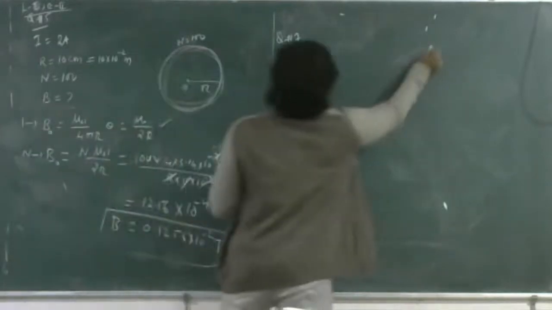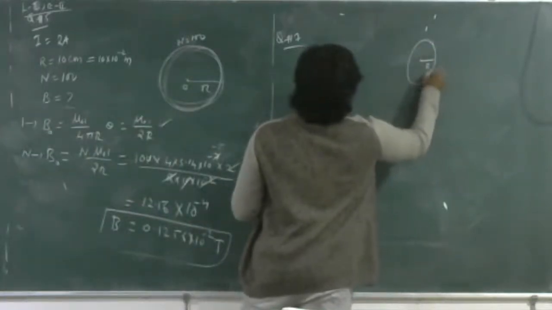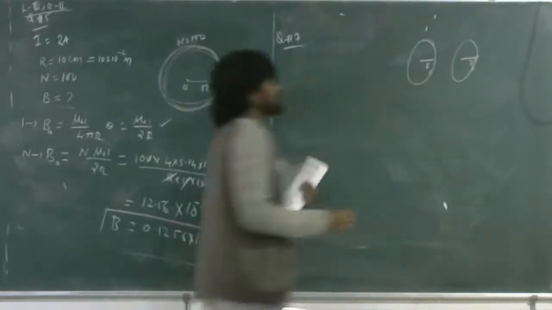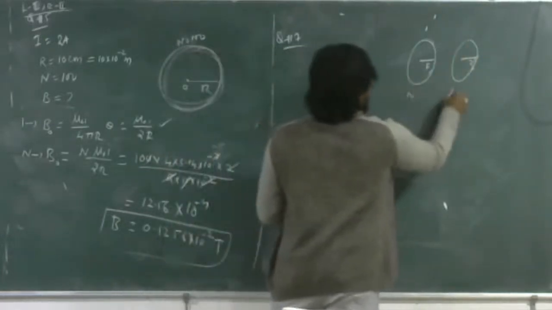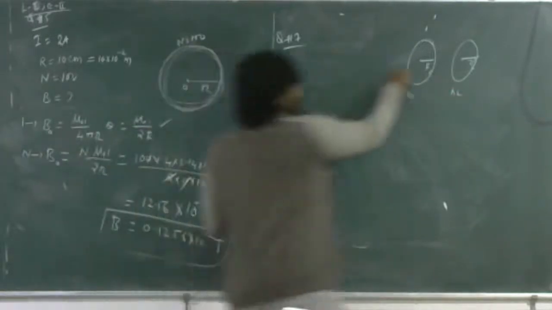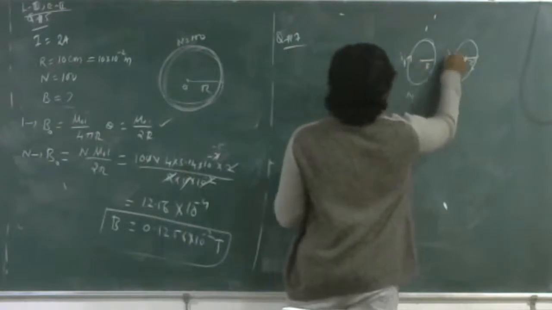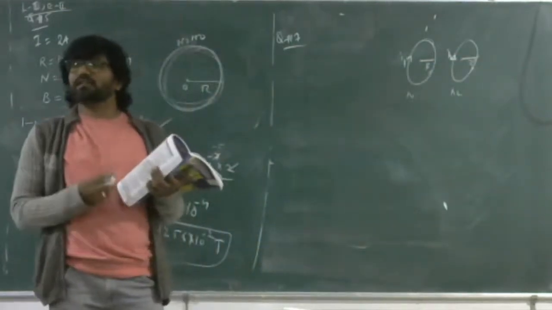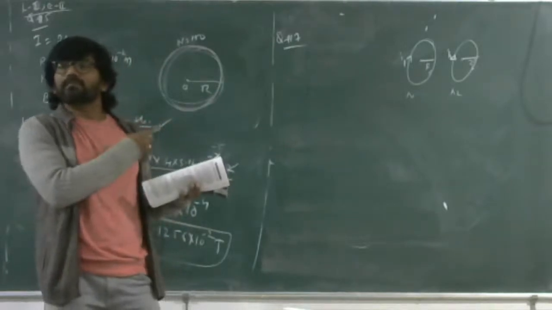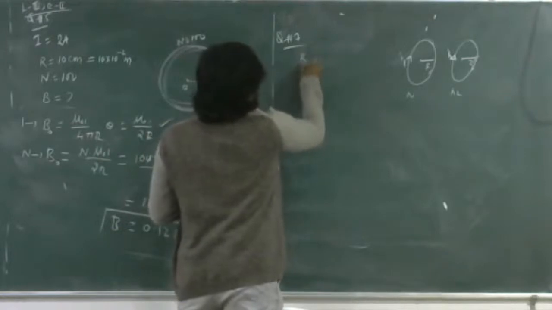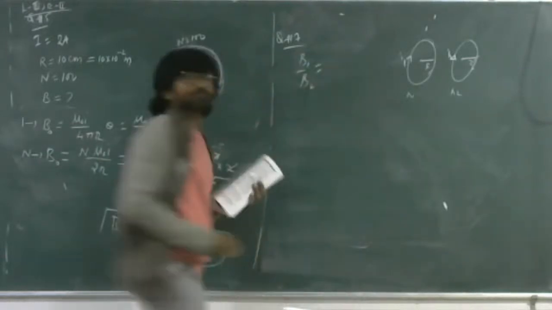So we have one coil of radius R1 with n1 turns, and another coil of radius R2 with n2 turns. Current I1 is flowing in the first and I2 in the second. So we have to find the magnetic fields at the centers, the ratio B1 by B2.